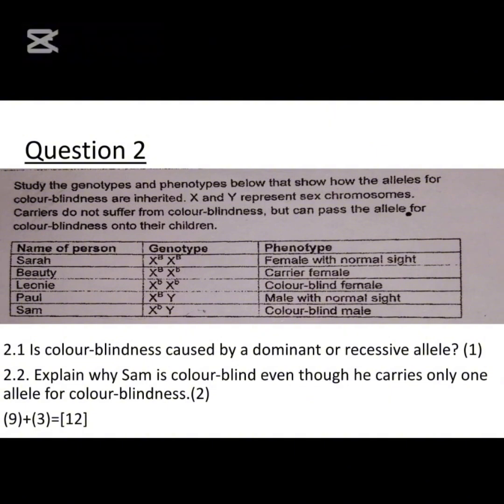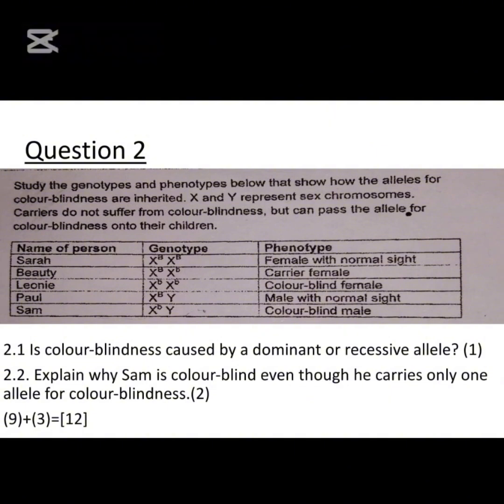Now that we have studied the genotypes and phenotypes of the individuals, we can now answer the questions. 2.1. Is color blindness caused by a dominant or recessive allele? Judging by what we were given in this table, we can tell that color blindness is caused by a recessive allele.